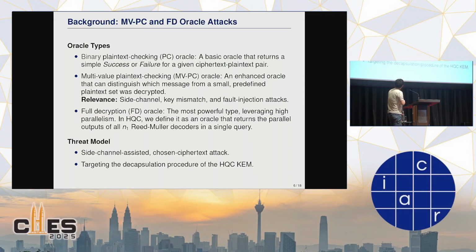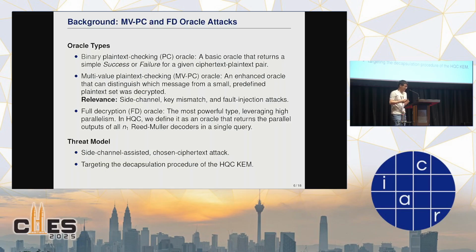So let's briefly introduce the oracle types. This type of attack is based on plaintext checking oracles. For HQC, you can think of it as the decryption failure oracle, which just tells you if the decryption succeeded or failed. This is a binary case.